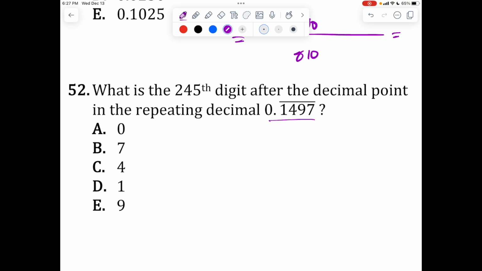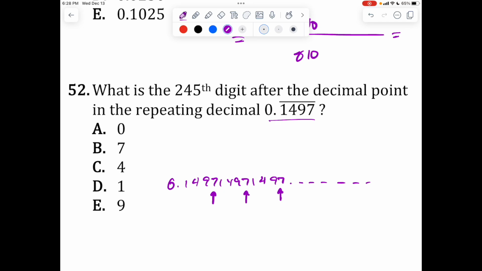So obviously, in order to write this out, you'd have to write out 0.149714971497, 245 digits down, which is just not practical. The best way to do this is actually just treat it as a pattern problem. You see that the pattern is that every 4 values, you have a 7.